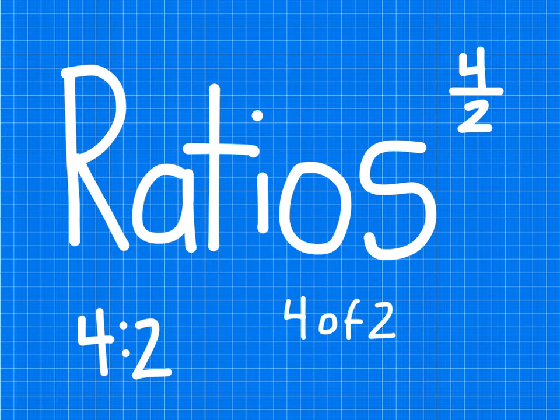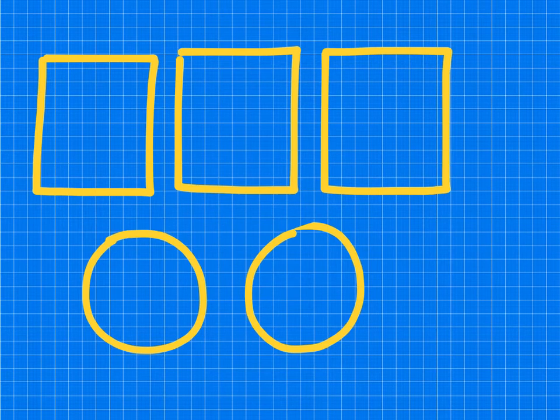Today I'm going to talk about ratios. Ratios compare two numbers to each other. In this example, I'm going to compare squares to circles. In this example, there are 3 squares and 2 circles. I can compare the squares to circles by saying 3 to 2.